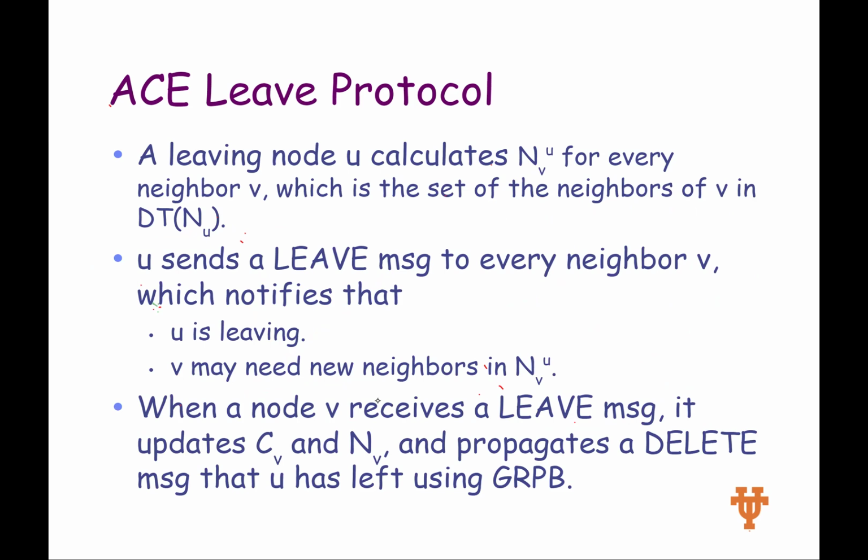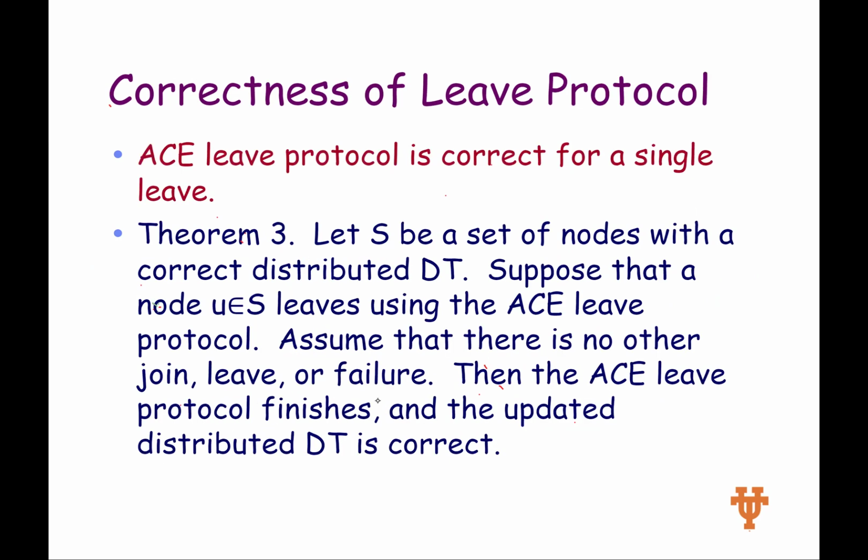Okay. So I will skip the details of the correctness proof. And they also proved that if S is a correct distributed DT and one node leaves the network and tells the others, then this k minus 1 network is also correct.